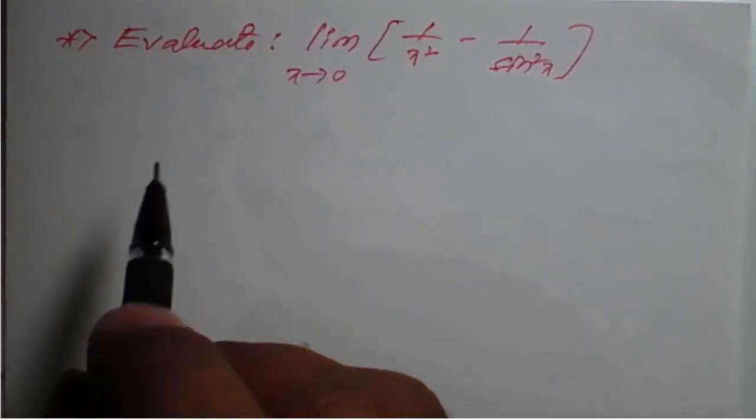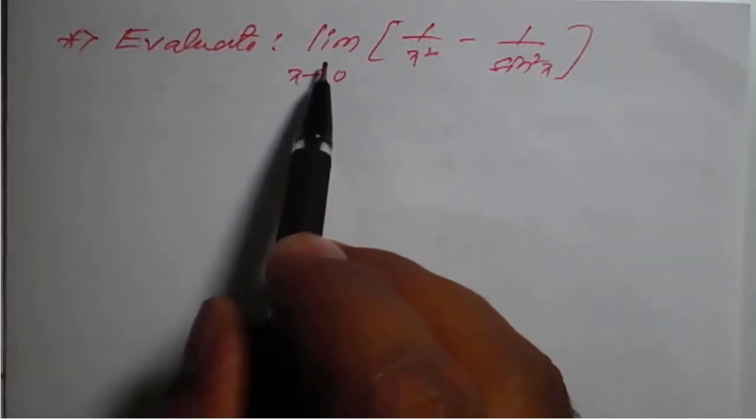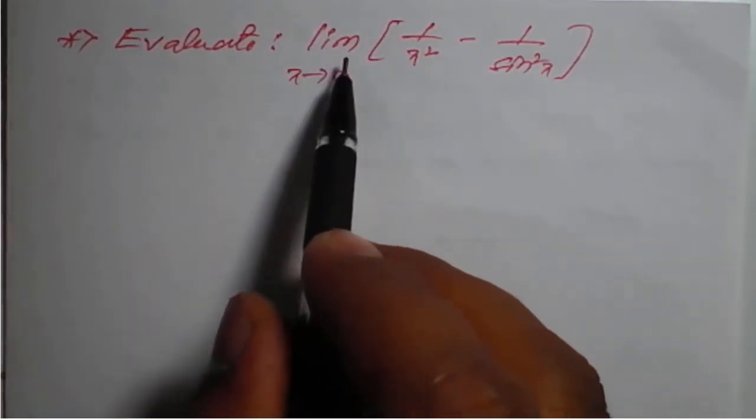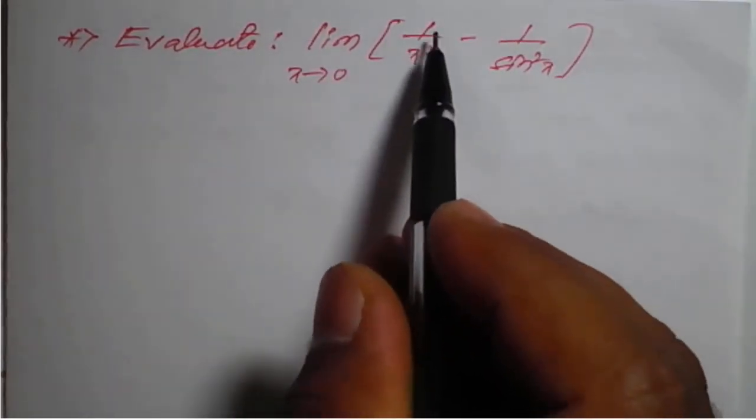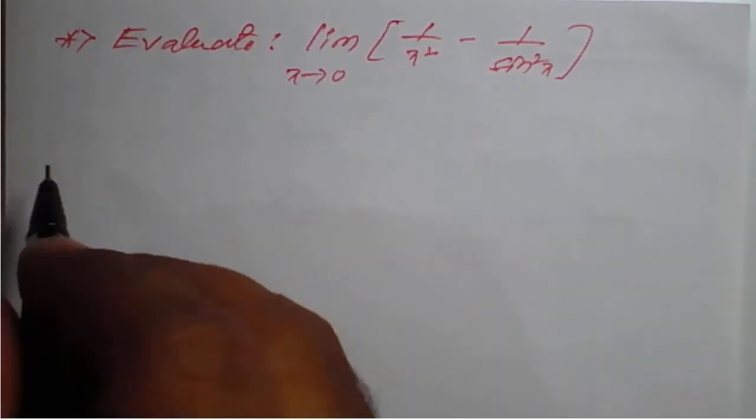Everyone, in this session we'll see a problem on limits. The problem is: limit as x tends to 0 of 1 upon x square minus 1 upon sine square x. So we will solve this again.